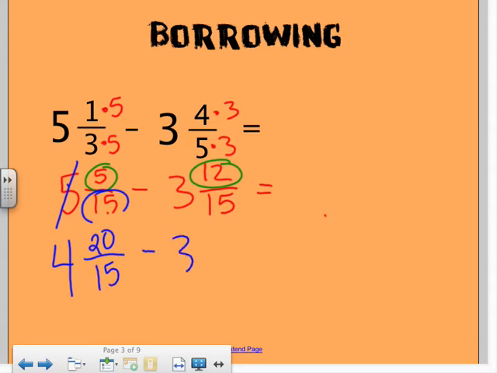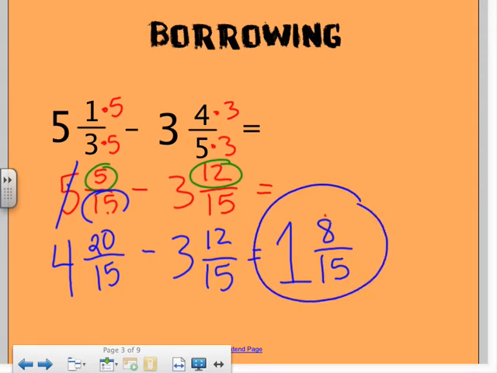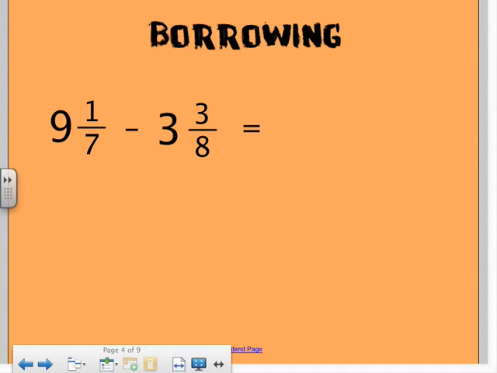So now I'm in a position that I can subtract. 4 minus 3 is 1. 20 minus 12 is 8 15ths. And that's my answer. All right, let's practice some more. So at this point, I want everyone to try this one on your own. Go ahead and hit pause and then hit play to get your answer.